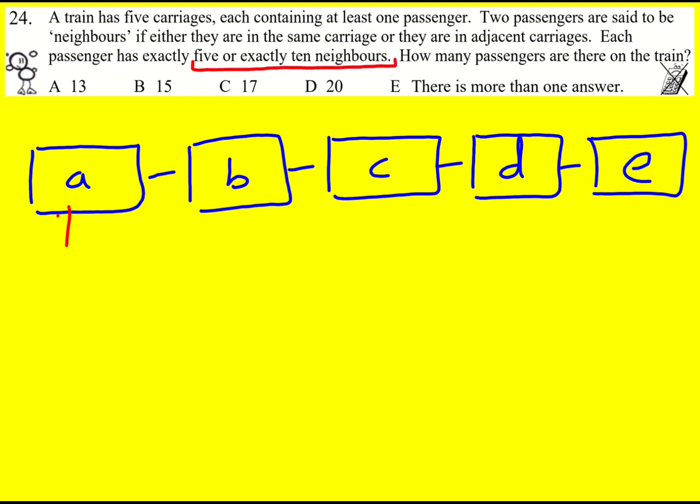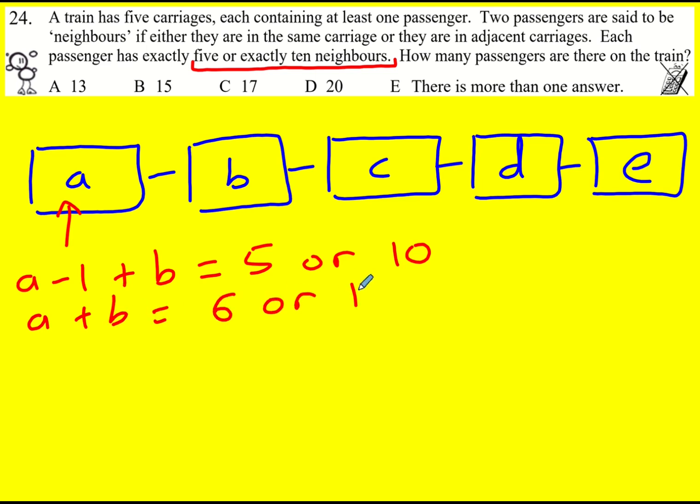So I'm going to focus on somebody in the first carriage. Now, they are going to have A minus 1 neighbours in that carriage, and then they're going to have B neighbours in the next carriage. And that is going to equal 5 or 10, which means that A plus B must equal 6 or 11. Okay, that's a good start.